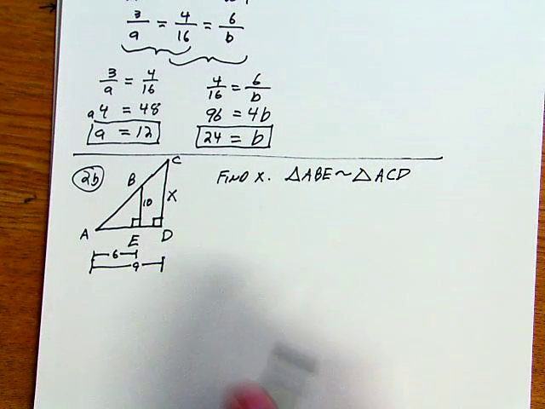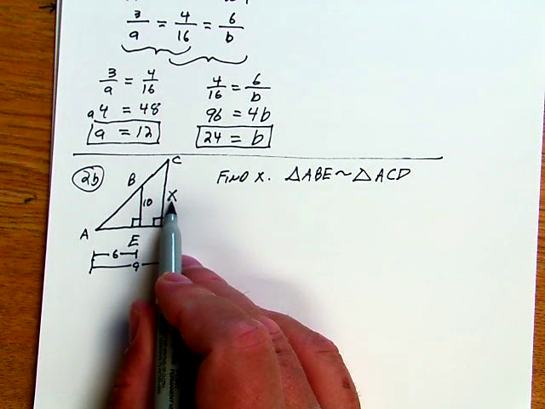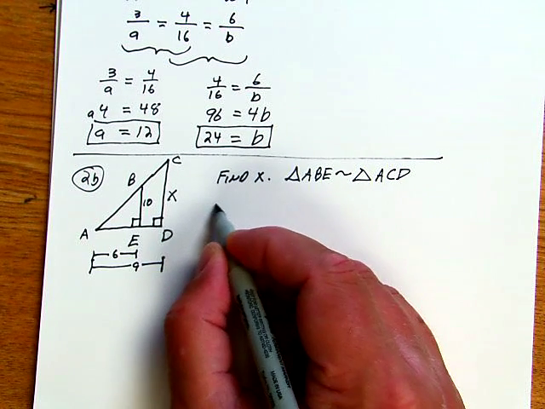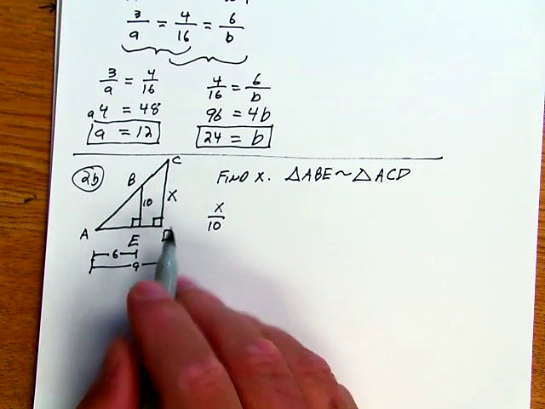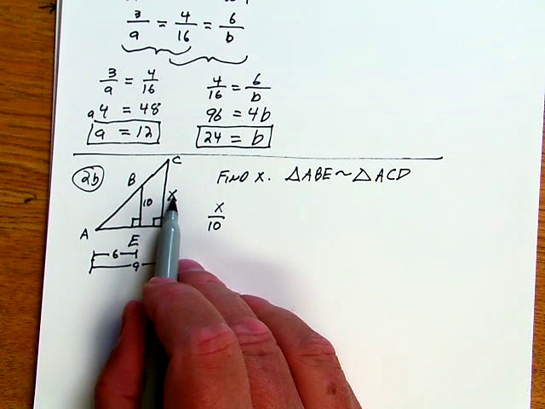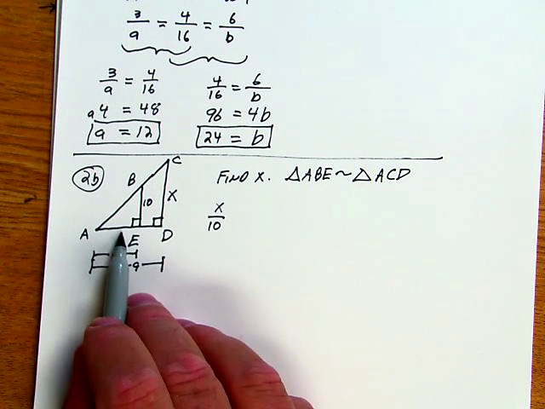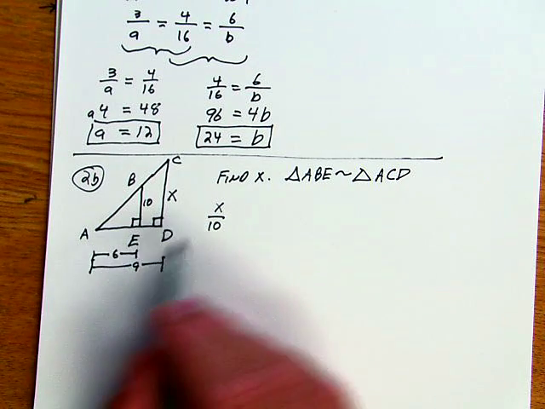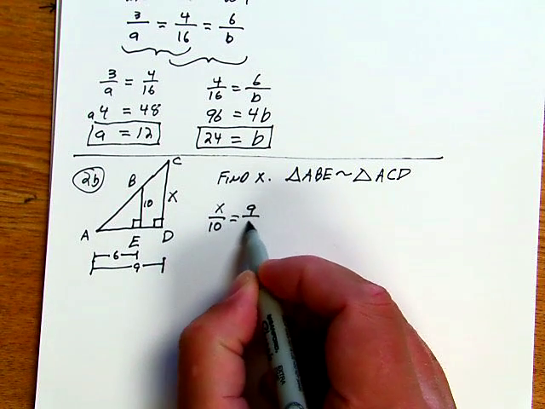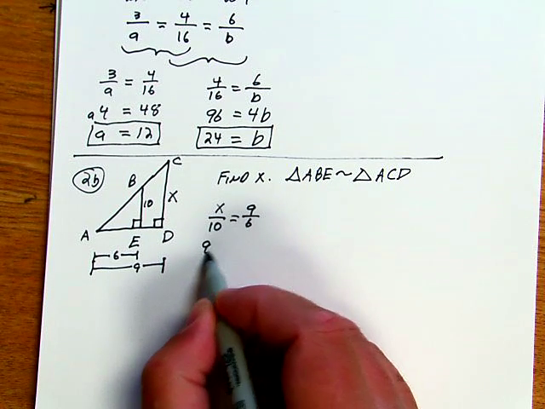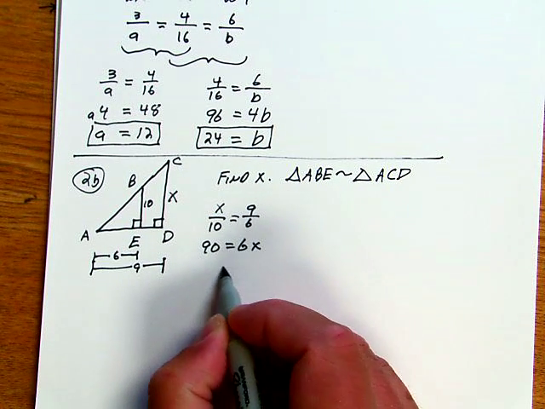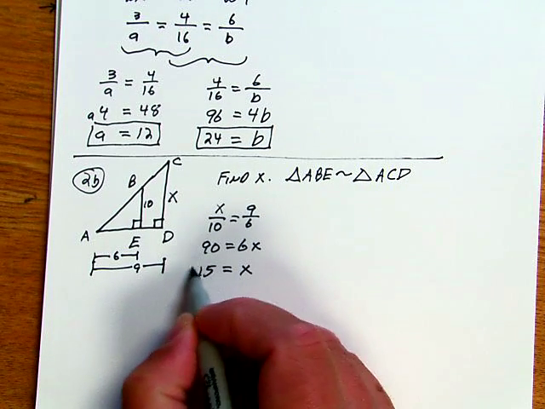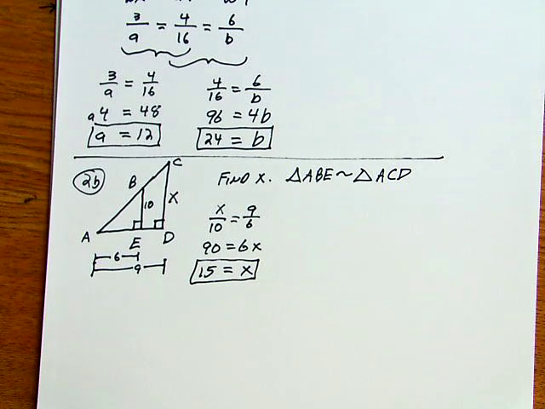And right away we're looking for a side, and since we know they're similar, we can set up a proportion. We know that X over 10, which is the big triangle over the little triangle, is got to be equal to the same proportion as these two bottom numbers. So the big one is 9 over 6. We cross multiply, get 90 equals 6x. Divide both by 6, and we get x equals 15. So we've just solved for x.